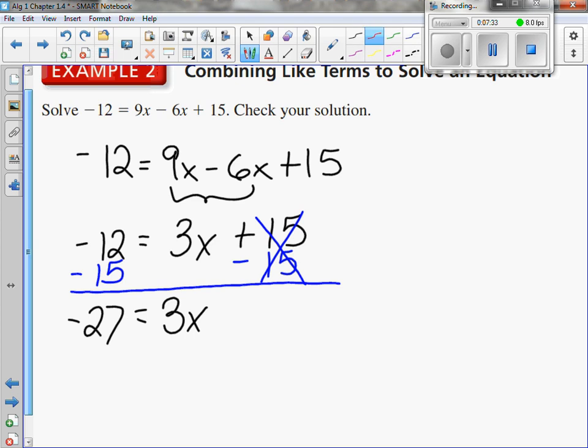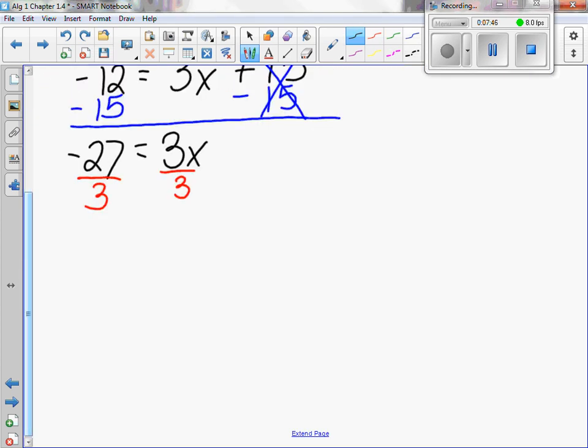Last step would be to divide by 3. 3 divided by 3 will simplify to 1. Now again, at this point, you can plug this into the calculator. You can plug any of these in. Negative 12 minus 15, plug it in. It'll give you negative 27. And again, you can plug negative 27 over 3 or negative 27 divided by 3, and you'll get what? Negative 9.